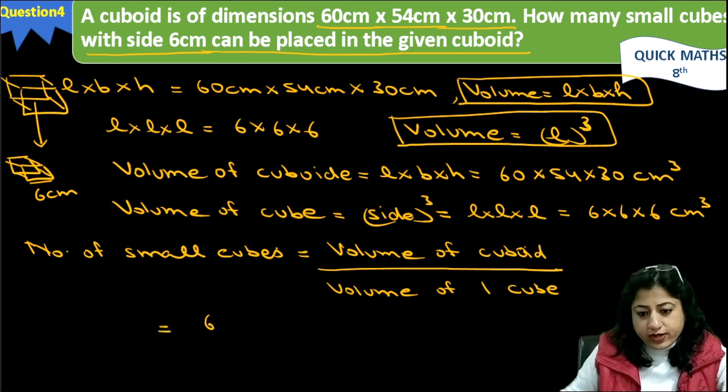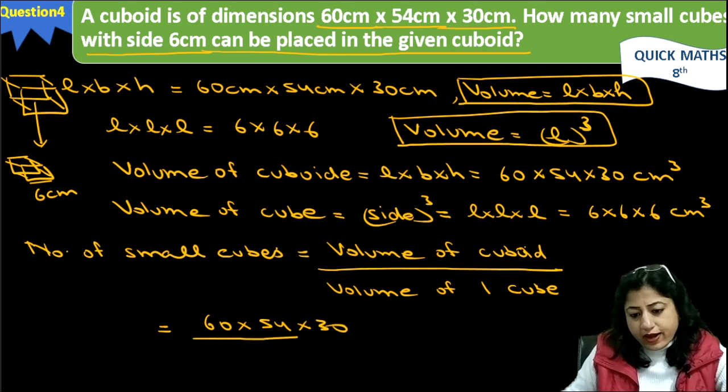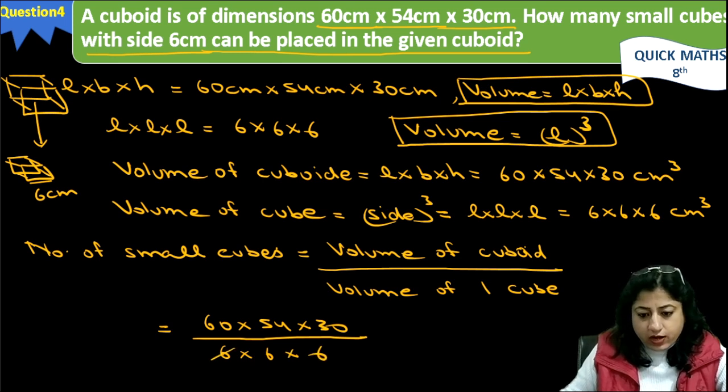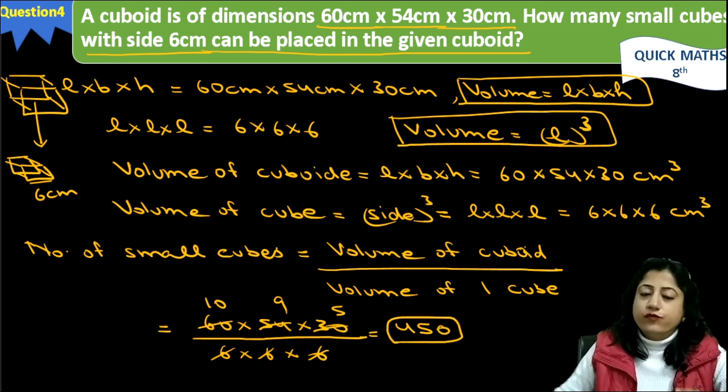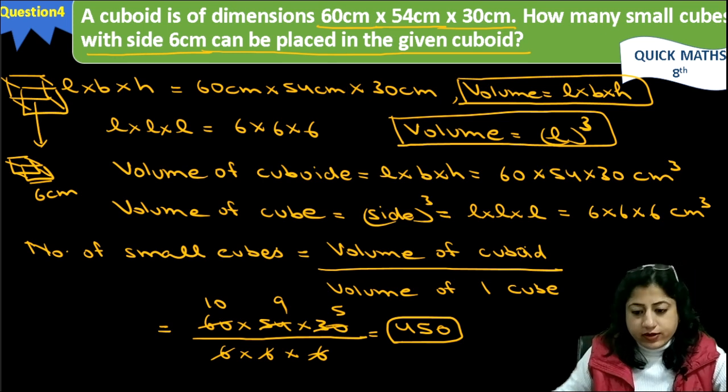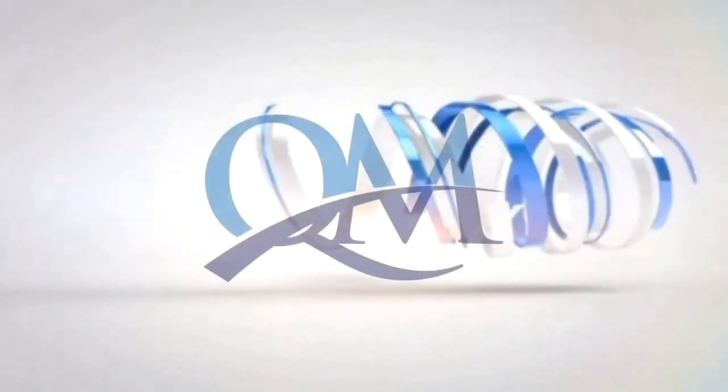Now volume of cuboid is 60 into 54 into 30 and volume of one cube is 6 into 6 into 6. Now we will cancel it here. 60 by 6 is 10, 54 by 6 is 9, and the remaining 30 by 6 is 5. So it will be 9 into 5, which is 45, multiplied by 10, that is 450. So 450 such small cubes can be placed into the cuboid. So this is the answer. Thank you so much.